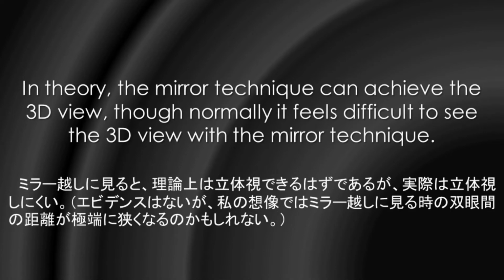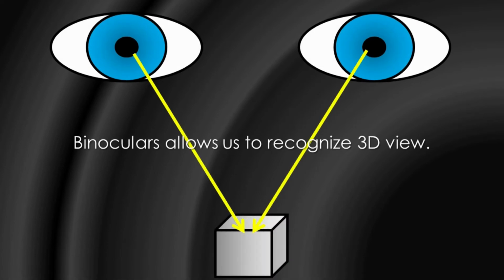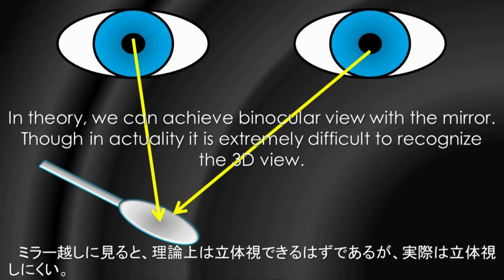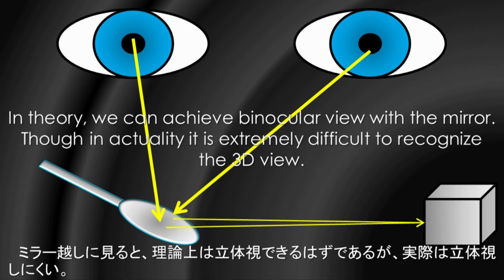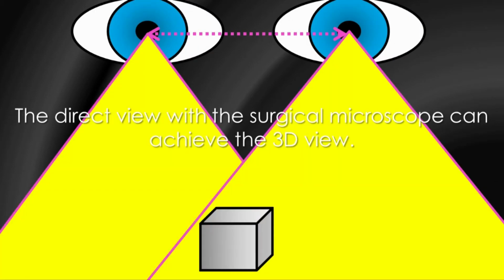The 11 weak points with the mirror technique, number 6. In theory, the mirror technique can achieve a 3D view, though normally it feels difficult to see the 3D view with the mirror technique. What is 3D? Binoculars allow us to recognize the 3D view. In theory, we can achieve a binocular view with the mirror, though in actuality it is extremely difficult to recognize the 3D view. The direct view with the surgical microscope can achieve the 3D view.